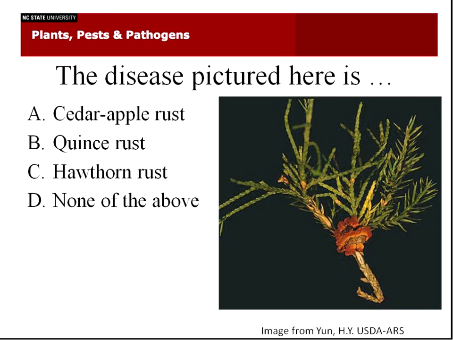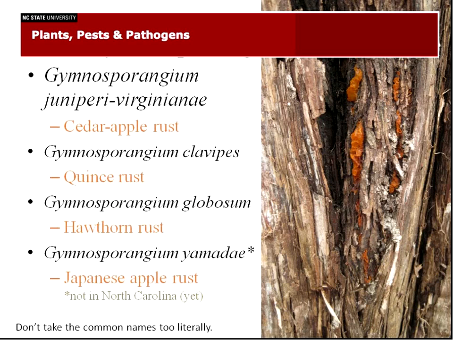The disease pictured here, we'll shorten this because of time, but we've got several different rusts that cause similar symptoms. Cedar apple rust, quince rust, hawthorn rust, and others. And in this particular case, it was none of the above. This is a picture of one that we do not yet have in North Carolina, to my knowledge. The last one on the list here, Gymnosporangium yamadae, or the Japanese apple rust.